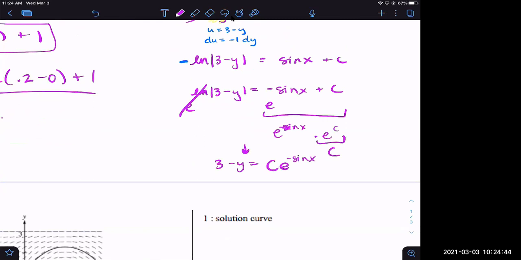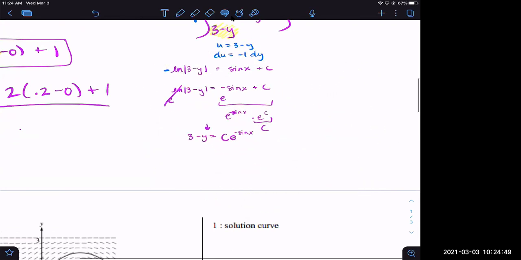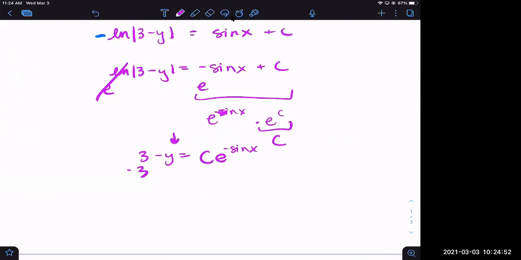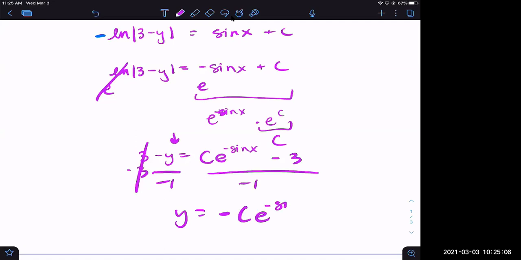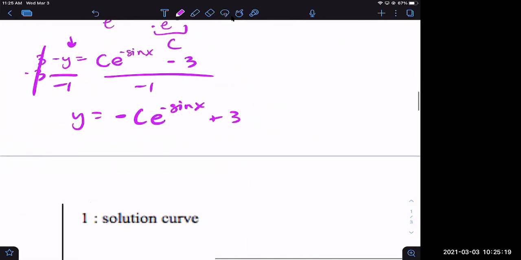My goal is to get the y by itself. So what should I do next to try to get that y by itself? Yeah, exactly. So if I subtract 3, divide by a negative, I get y is, I'm going to say a negative c, but you really don't need that negative because it's going to go away. And then a plus 3. What matters is your final answer. So now you use your point. Okay, guys, your point was, what was it? 0, 1.